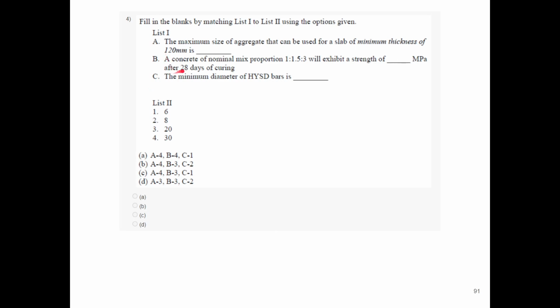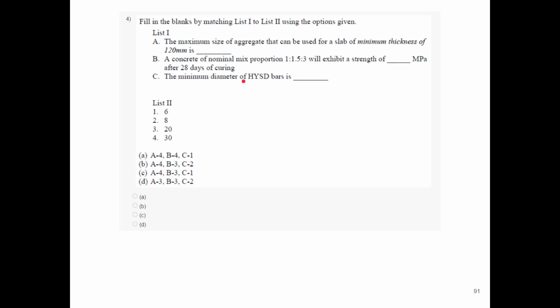The second question: concrete of nominal mix proportion 1:1.5:3 will exhibit a strength of dash megapascal after 28 days of curing. 1:2:4 was for M15, and 1:1.5:3 is for M20. I think 1:1.5:2.5 is M25. So 1:1.5:3 is definitely M20, so 3 will be the correct option. So B will be 3. So either of B or C will be the correct option.